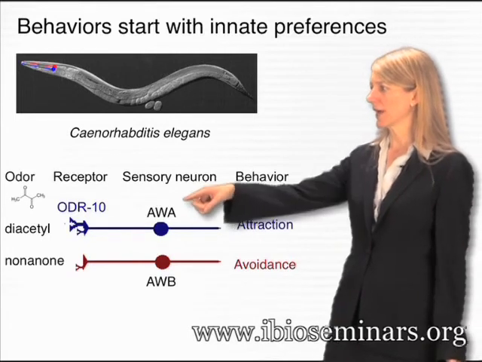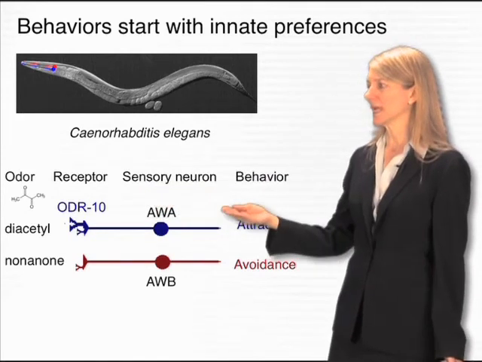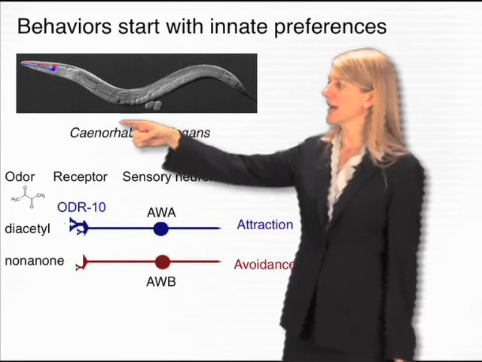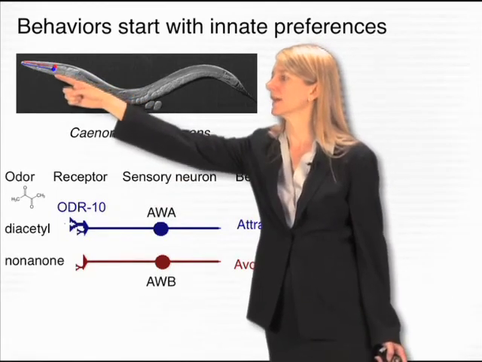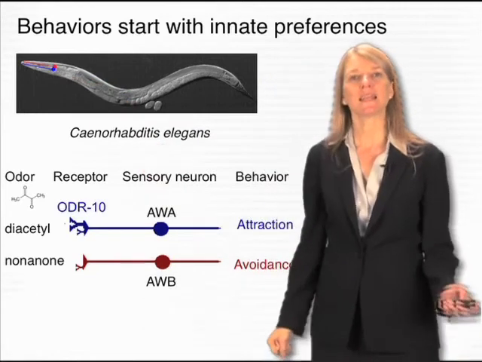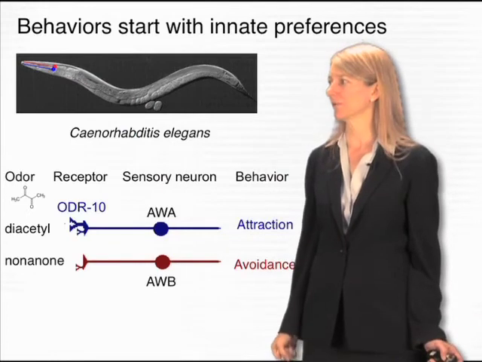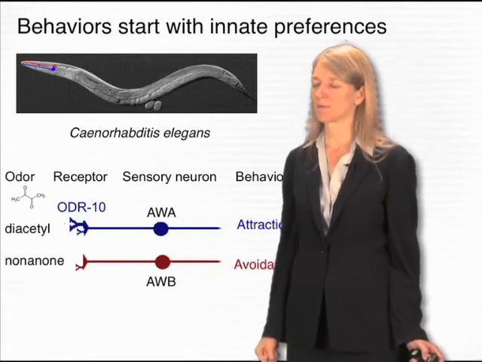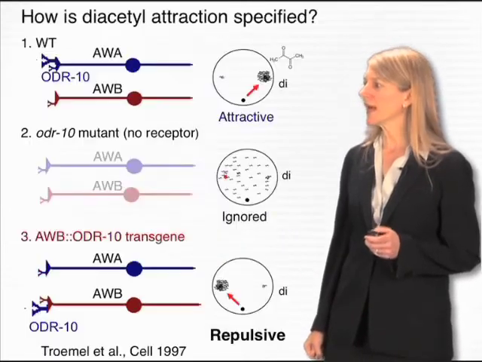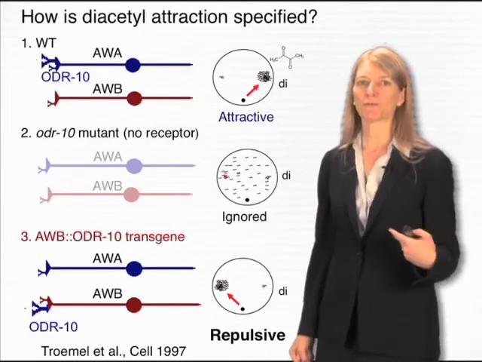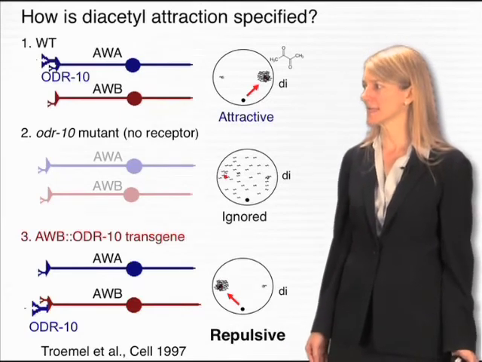Diacetyl is detected by odor 10, the G-protein-coupled receptor I mentioned before. The G-protein-coupled receptor is expressed in a pair of neurons in the tip of the worm's nose, these blue neurons here. They're exposed to the environment, and they detect diacetyl in the environment to initiate the odor preference behavior. Another pair of neurons right next to them in red detect repulsive odors. So you could think of odor 10 as a gene for a behavior. Odor 10 is certainly required for the worms to respond to diacetyl.